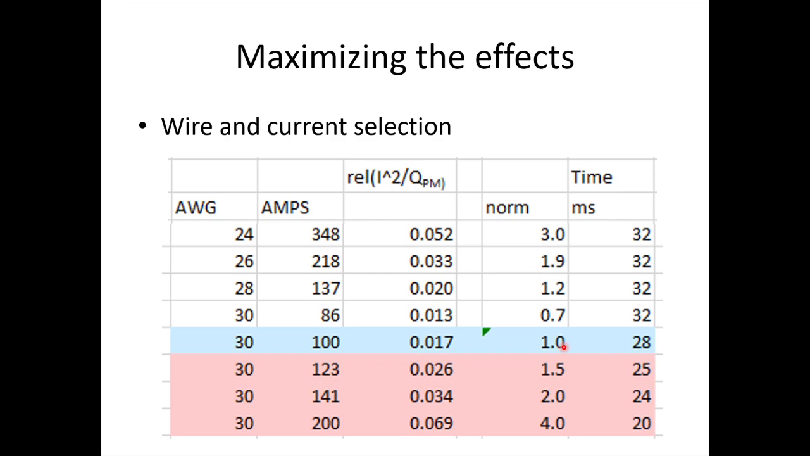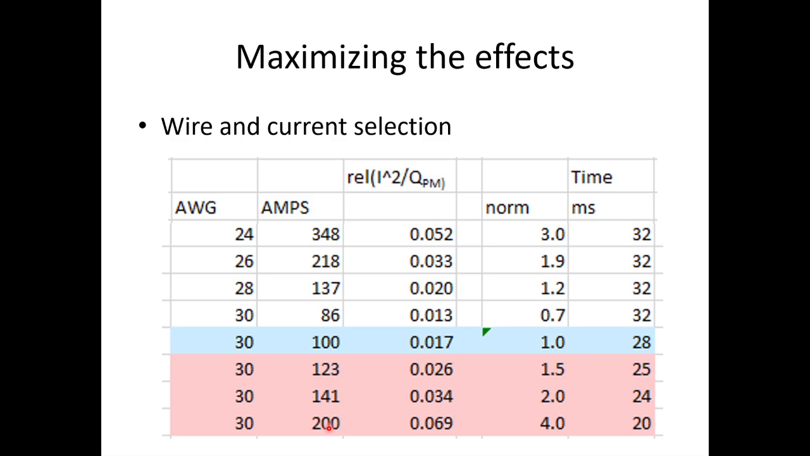So if we want to get twice those effects, for 26 gauge wire, we got up at 218 amps through it. But we can also get twice that effect if we go 30 gauge and put 141 amps in. Going from 100 amps to 141 amps is a lot easier for us technologically than going from 100 amps to 218 amps. So we're going to stick with the 30 gauge wire, and if my estimate is good, we should be able to survive a 10 millisecond pulse with 200 amps to 30 gauge wire. I'd like to see if that's true.